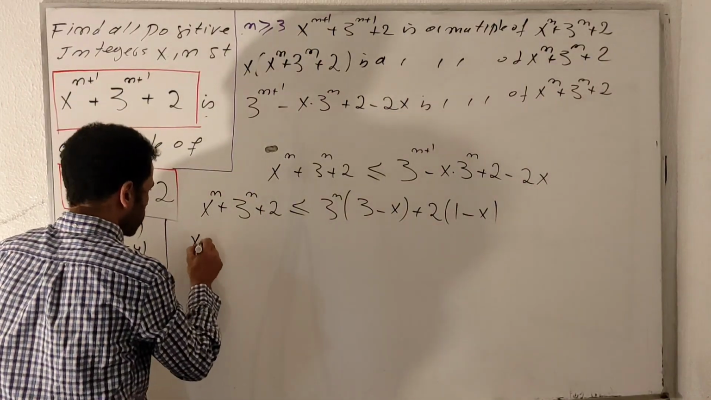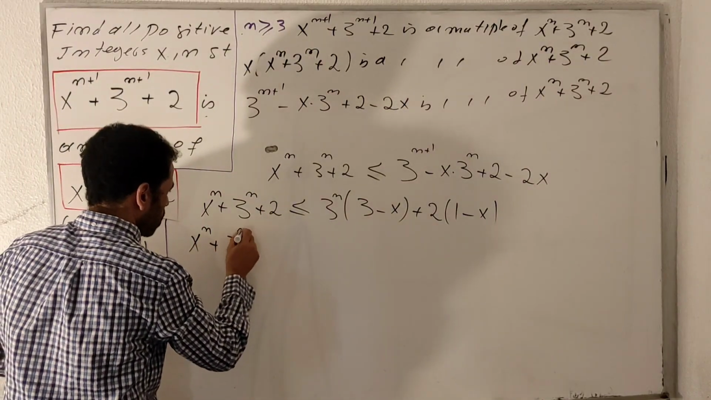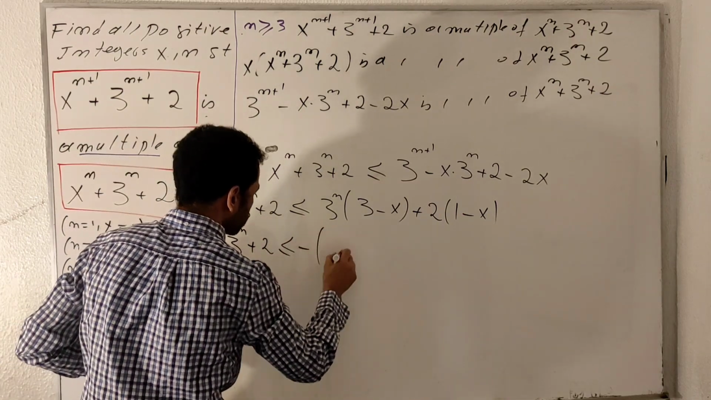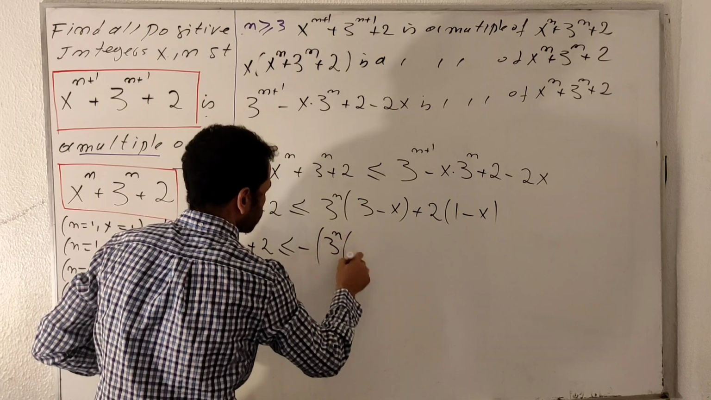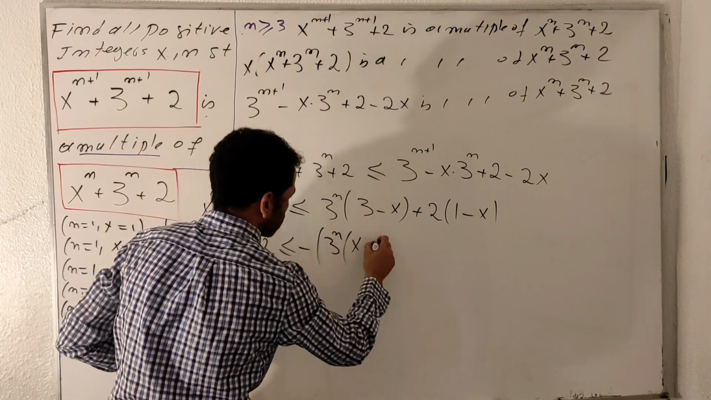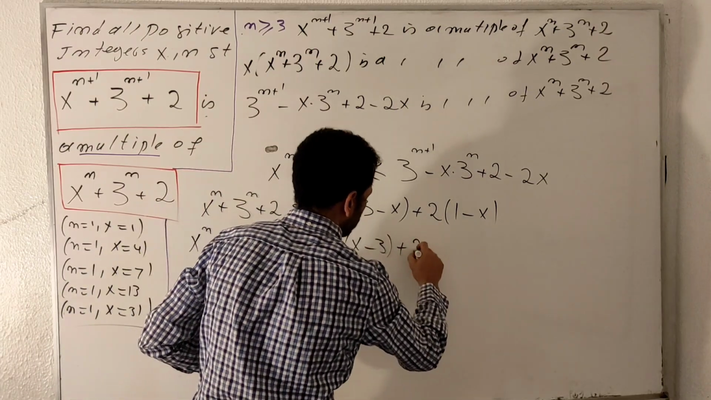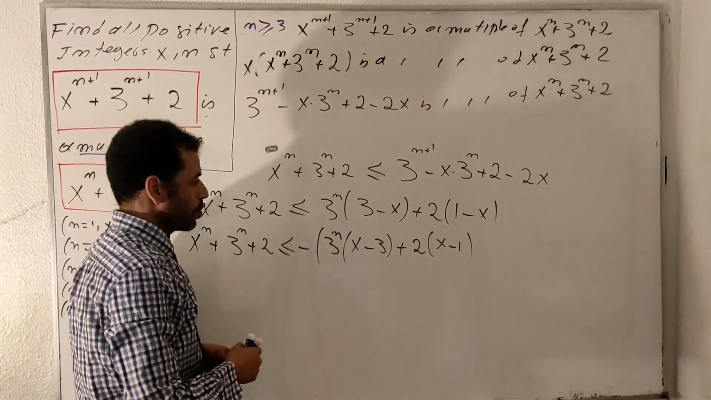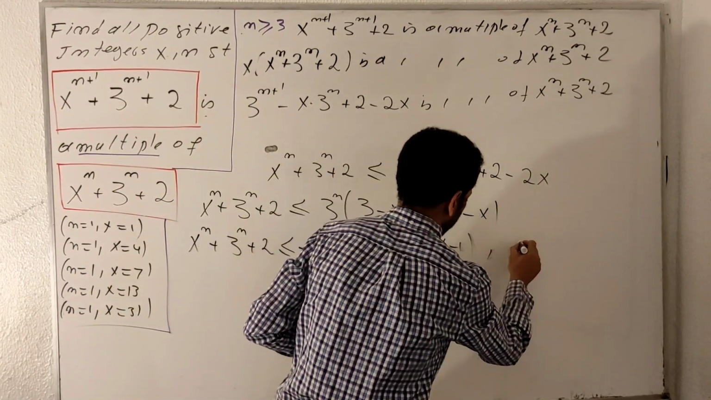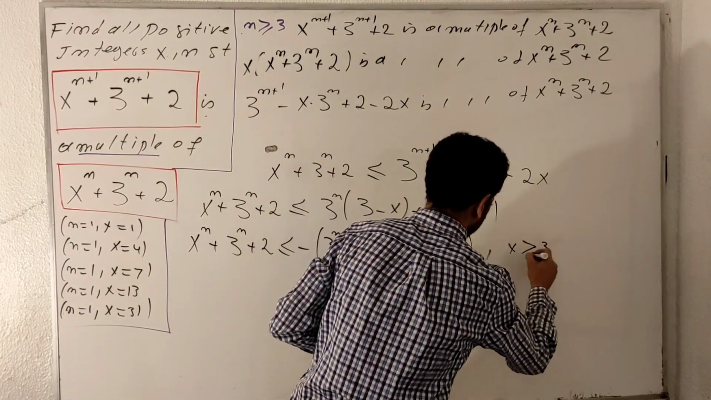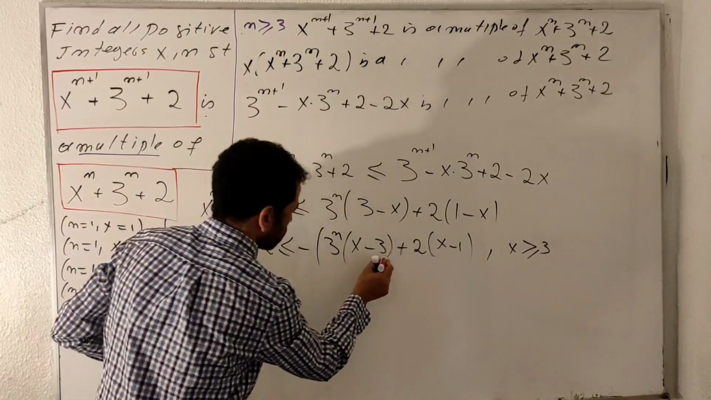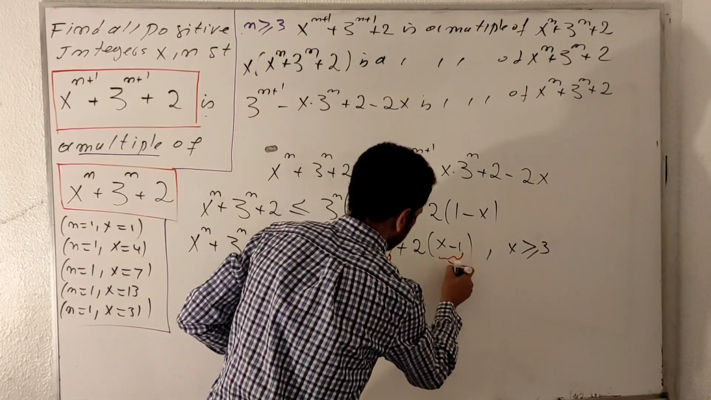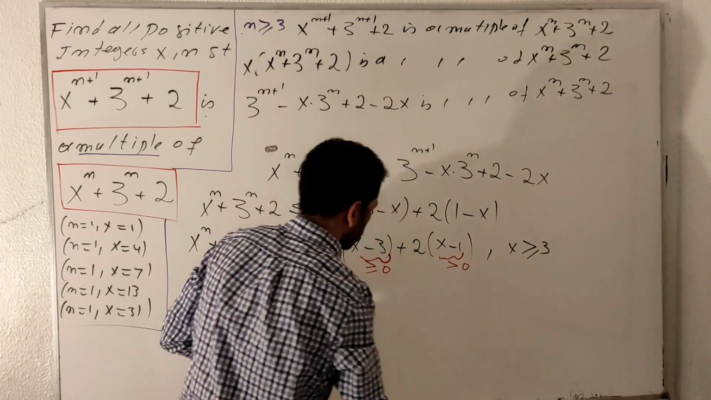Next, I'm going to take minus 1 as a common factor for both terms. So x to the n plus 3 to the n plus 2 is inferior or equal to minus of 3 to the n, and I'm going to switch this order, x minus 3, plus 2 times x minus 1, like this. What do we know about this number? If x is superior or equal to 3, this term is always bigger than or equal to 0. This one is also strictly superior to 0. We know that, right?